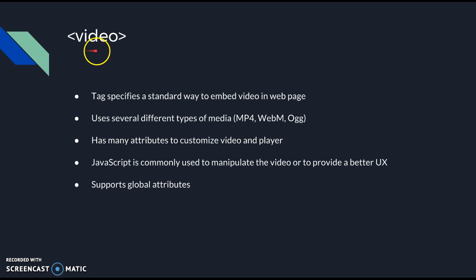A little about the video tag: it specifies a standard way to embed videos in a web page. It uses several different types of media to do this, the main three being MP4, WebM, and OGG. It has a lot of different attributes to customize the video player for yourself as the author and for the user. Now, JavaScript is the common way to manipulate that video, and it's used to do a lot of really cool things that we will look at later in this presentation. And finally, the video tag supports global attributes.